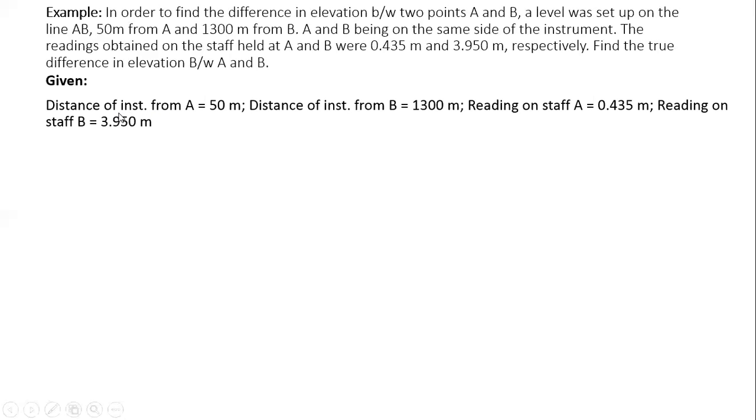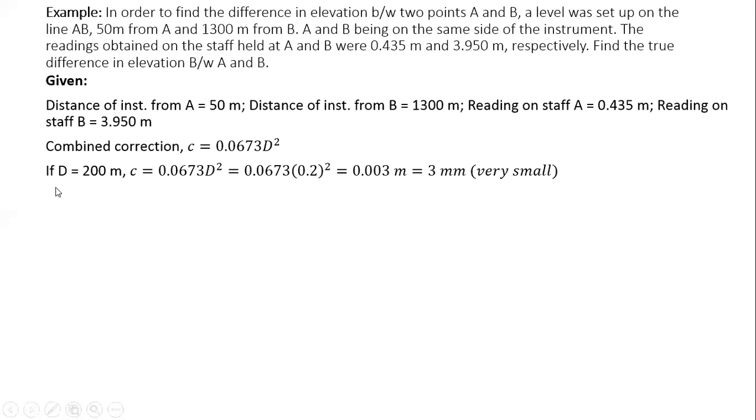We are given distance of instrument from A is 50 meter, distance from instrument to B is 1300 meter, reading on A is 0.435 meter, and reading on B is 3.950. Combined correction, we know this formula. We have already derived in the class this formula. This is equal to 0.0673 D square. Now again I will tell you that D is always in kilometers. Okay. Now let us see the results.